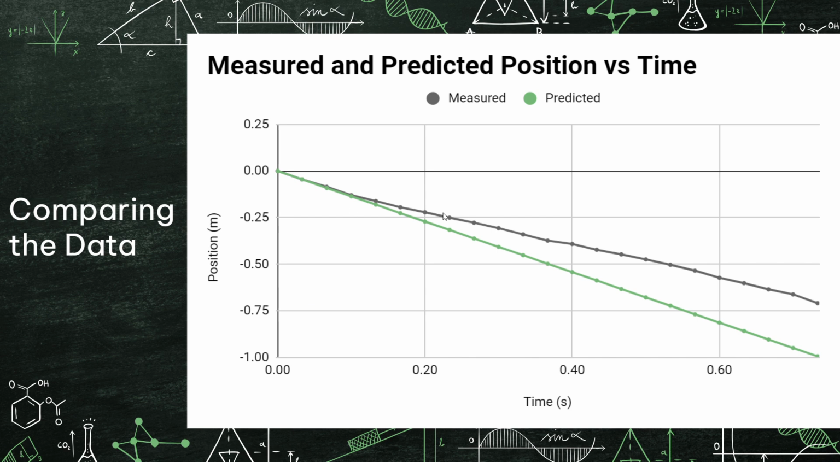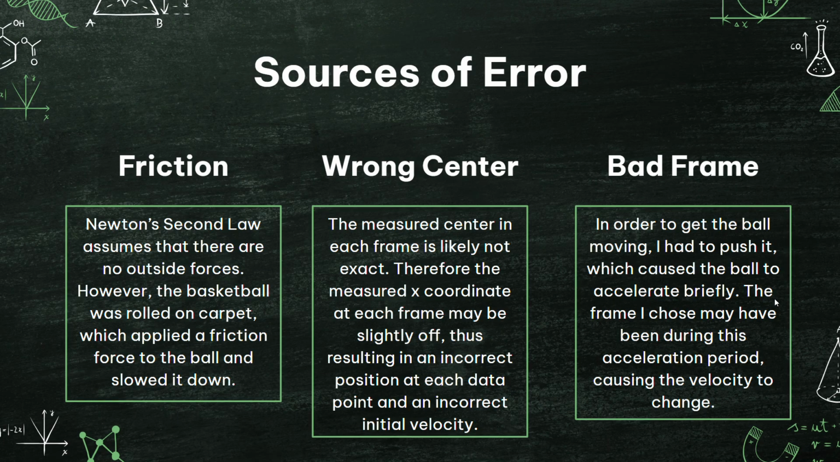So if we compare that data, we see that the predicted position is greater than what was actually there. So there's obviously some source of error there. The most likely cause is friction. Newton's second law assumes that there are no outside forces. However, the basketball was rolled on carpet, which applied a friction force and slowed it down.